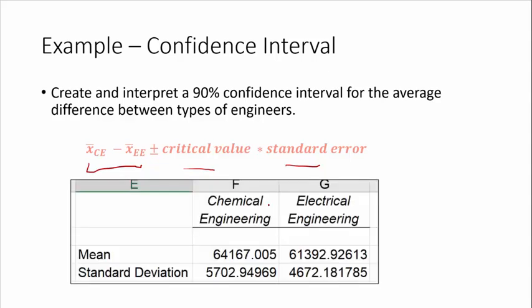So back to our spreadsheet here, we see the standard deviation of chemical engineers and electrical engineers. We're going to use the rule of 2 to 1. The rule of 2 to 1 says that as long as the standard deviation for one is no more than 2 times the other standard deviation, we can assume equal variances. So in this case, chemical engineers have a standard deviation that's about 25% higher than electrical engineers. Only 25%, not twice as high. So we can assume equal variances for the case of our example.